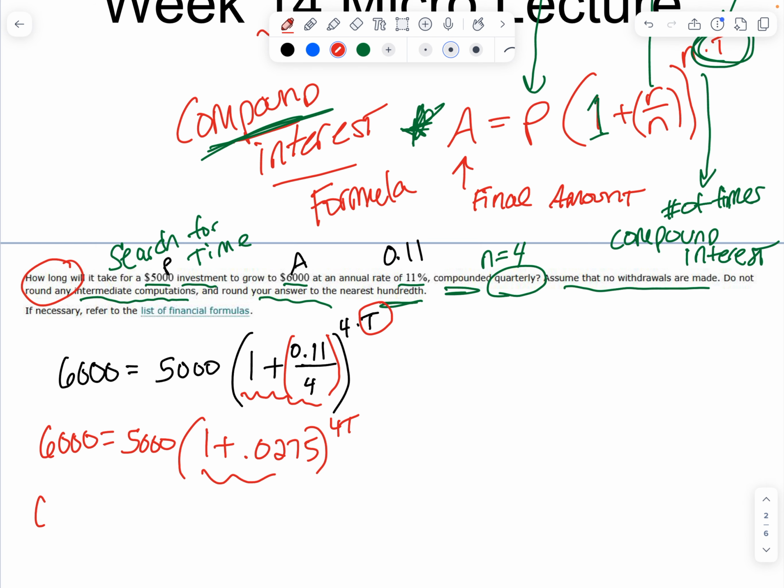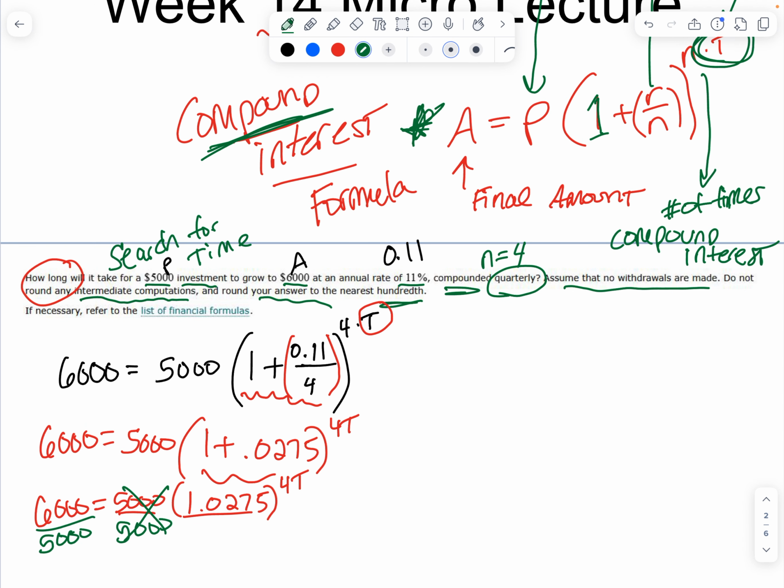So then we have 6,000 equals 5,000. If I add the 1, it becomes 1.0275 raised to the 4 times the, we don't know. Okay, now because these are multiplying together, we can get rid of that algebraically by dividing the 5,000 out here. And of course, in algebra, if you do it to one side, you got to do it to the other.